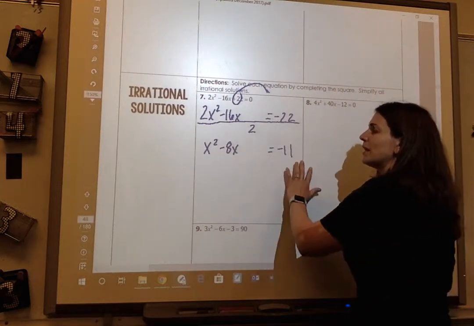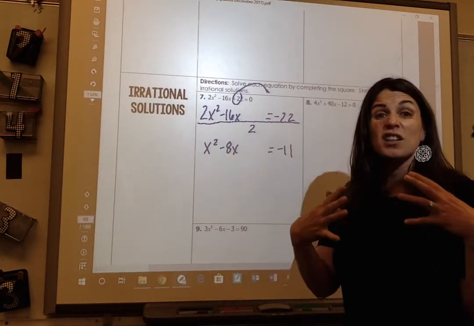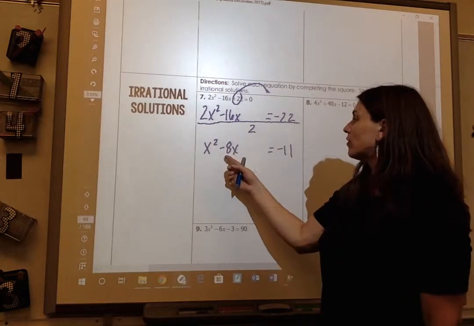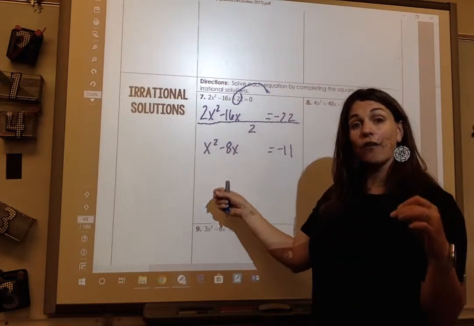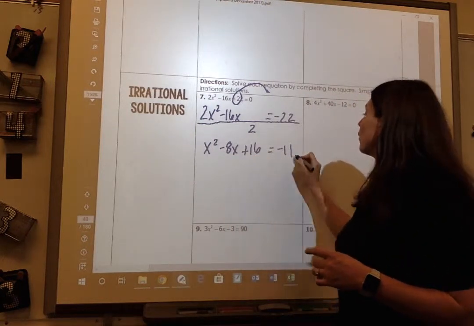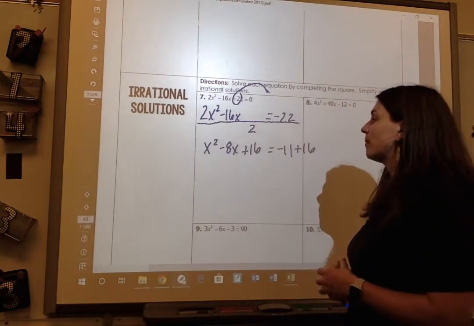You'll notice I keep leaving that space. That's just to tell me not to forget to add that constant term. So I got to complete the square here. So negative 8 divided by 2 is negative 4. Negative 4 squared is positive 16. Whatever you do to one side, you do to the other side.